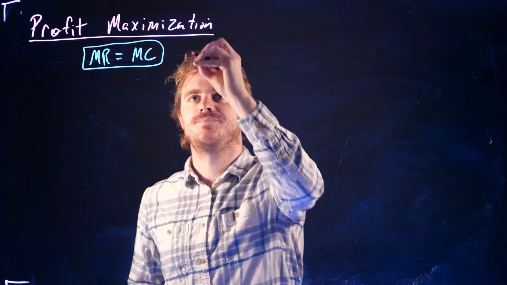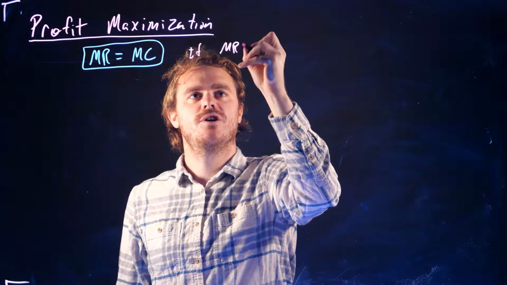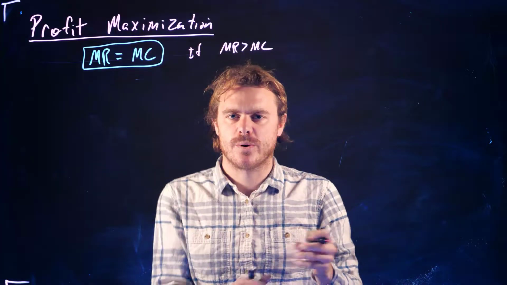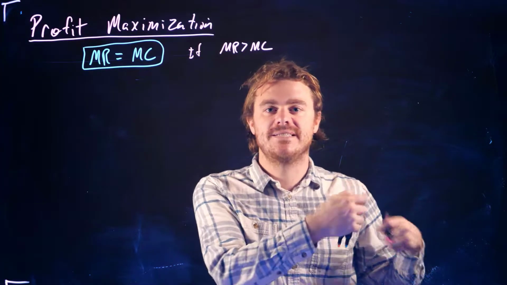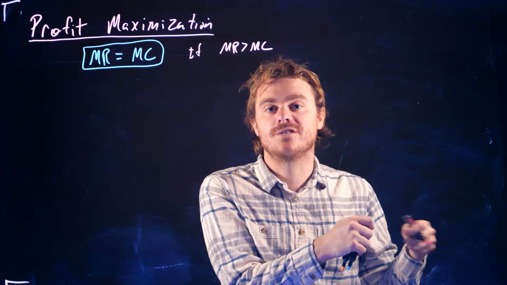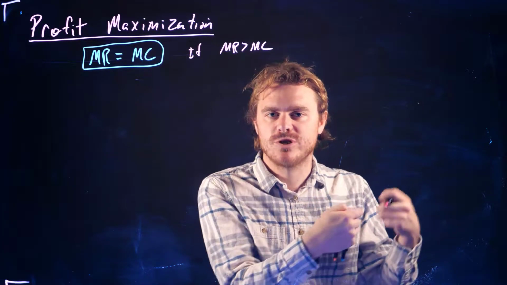Because if marginal revenue is greater than marginal cost, that means we're going to make a profit on that next unit. The revenue we get from selling the next unit is greater than the cost of producing that next unit. So we should produce more.